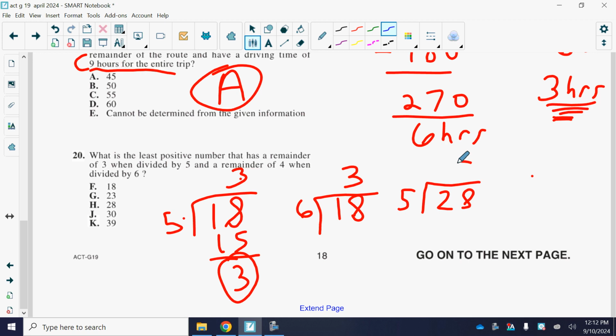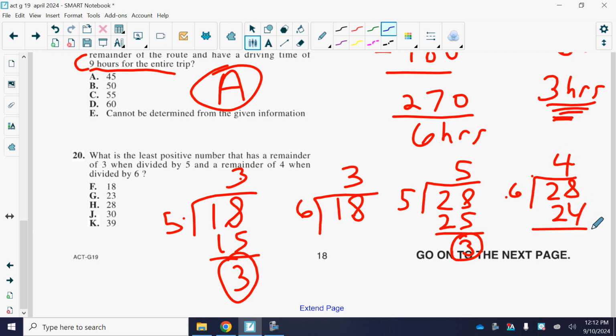28, when I divide it by 5, would have a remainder of 3. And 28, when I divide it by 6, 6 times 4 is 24, would have a remainder of 4. That's a few times that question's been asked. It always seems to be the third choice. Ha ha. Hint, hint.